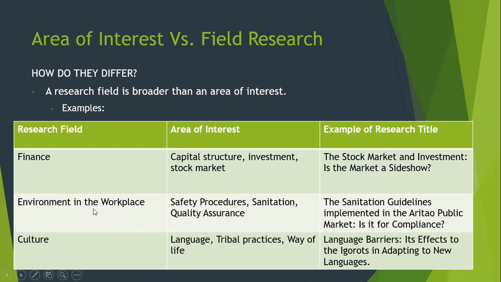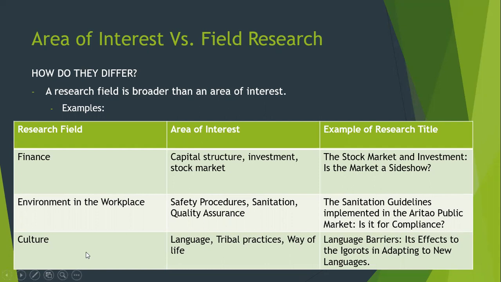Now, let us proceed to the second field of research, environment in the workplace. So there are many concepts or many specifics to be discussed in this kind of research field. So this may include safety procedures, sanitation, or quality assurance. So I'm going to give you an example of a research title reflecting these areas of interest. So let us focus on sanitation. The sanitation guidelines implemented in the Aritao public market, is it for compliance? Okay, so that is an example of a research title.